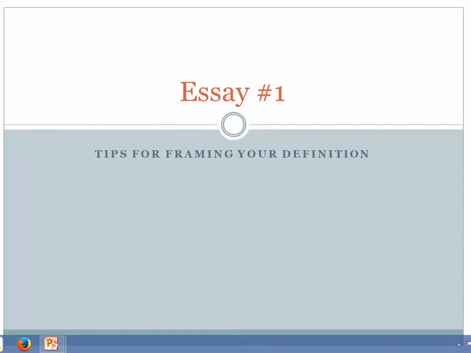This is just a very brief tutorial to help you with some tips for framing your definition that you are presenting in your first paper. I realize that at this point you are probably midway through the readings that you will incorporate into your draft of essay number 1, and by now you're probably starting to think about how to fit all of these things together in preparation for writing the paper. And so there are a few tips that I would like to point you toward.